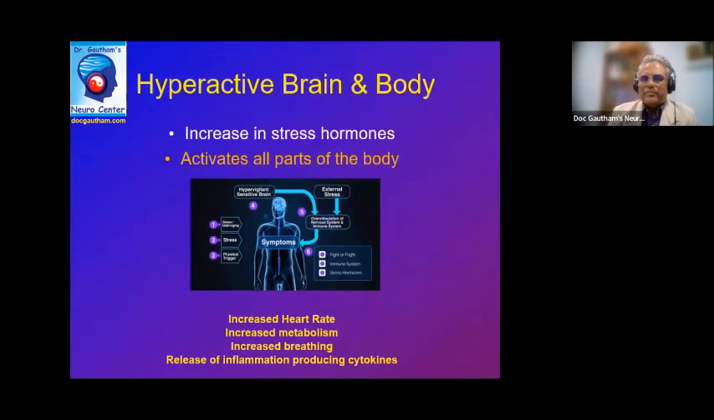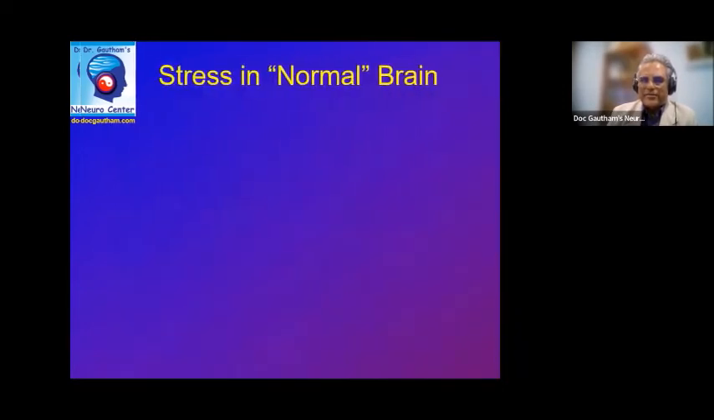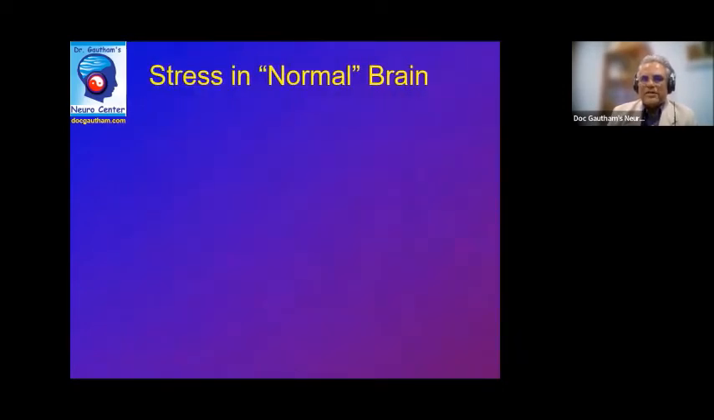When the brain becomes hyperactive, there is also an increase in the stress hormone, and these stress hormones activate all parts of the body. So there is increased heart rate, palpitation, release of inflammatory cytokines, and tremulousness, which we call anxiety. Now let us see what happens when there is stress on a normal brain.